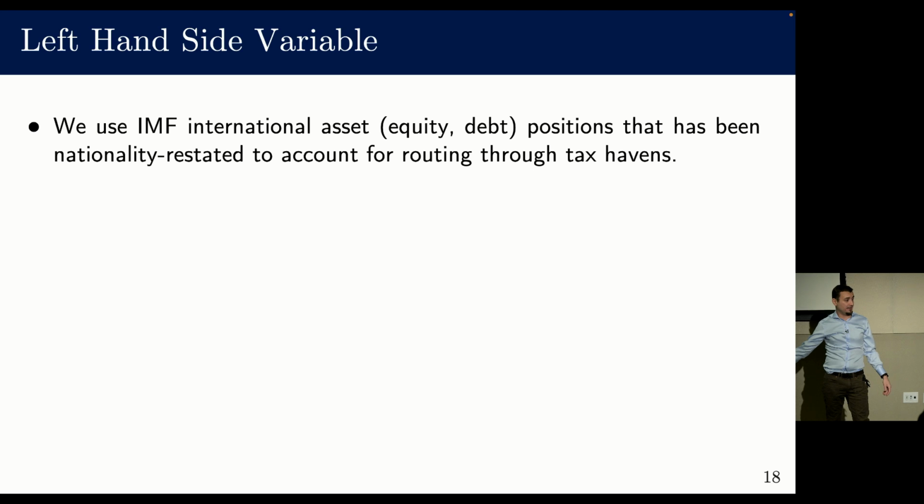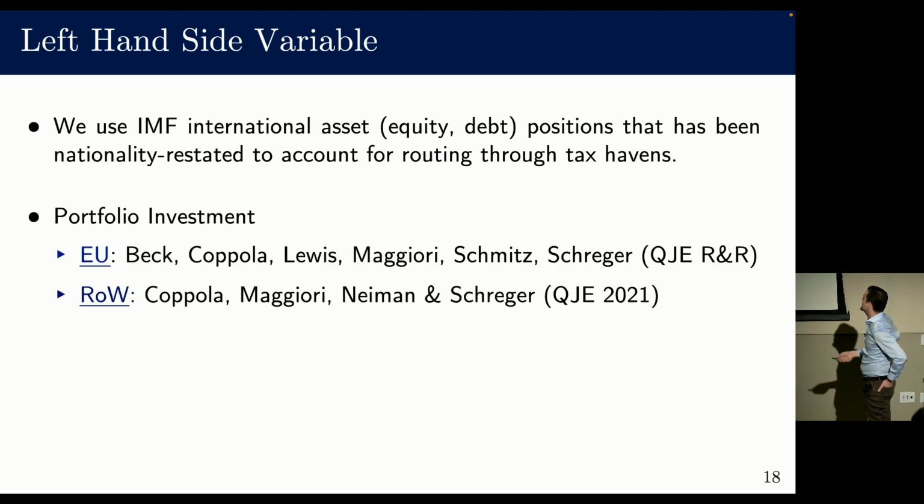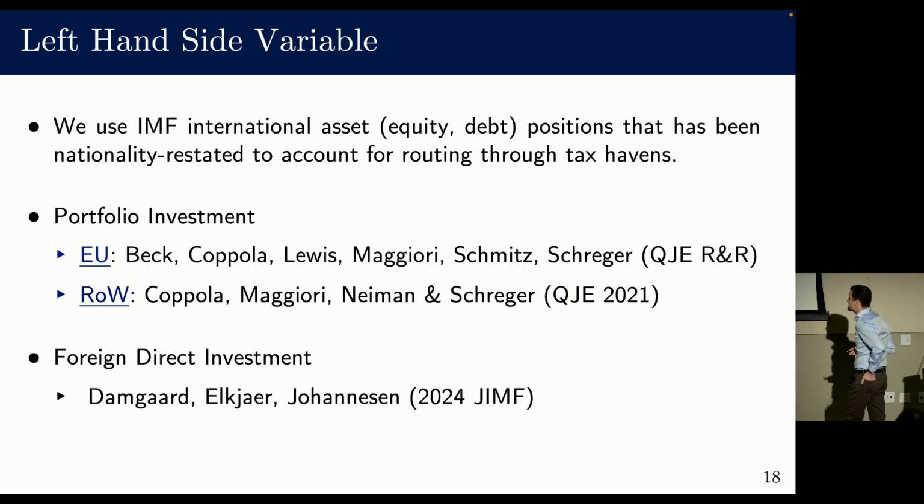And so what do we put on the left-hand side? We need measures of the bilateral asset position. For this, we use data that is originally from the IMF on international portfolio and direct investment, equity and debt. And this data has been restated by a bunch of colleagues from a residency to a nationality basis to account for investment routing through tax havens. And so Matteo Maggiori, Jesse Schreger, and their co-authors have done some amazing work on adjusting the IMF portfolio investment data. And then this other paper has done similar work for foreign direct investment data. So that's basically what we put on the left-hand side of this regression.